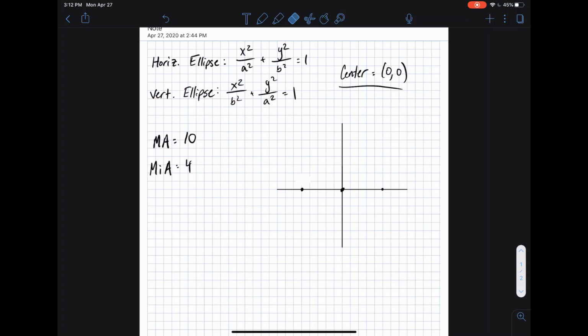And if we do the same thing for the minor axis, if the minor axis is length 4, then we know the co-vertices are at 0, 2 and 0, negative 2. Again, the length between the co-vertices is 4.